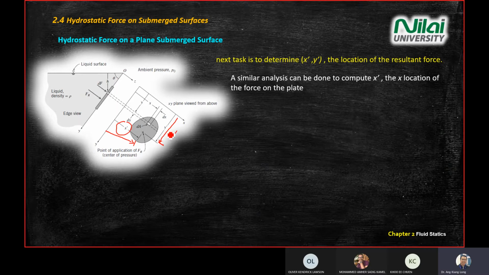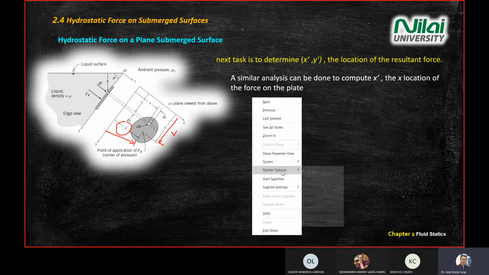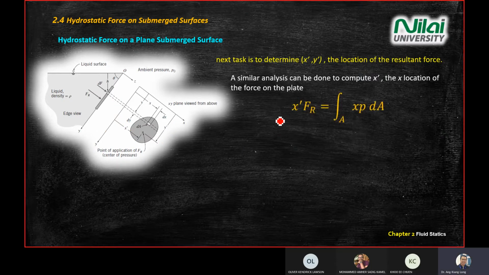The combination of x and y prime will give you a location of your Fr that will create a moment, an effect of moment, or a motion to the plate. So for the first equation, again, we use a similar equation. How do you find the moment in x direction? Imagine you have a force over here, and then you swing from x bar, right? X prime here.